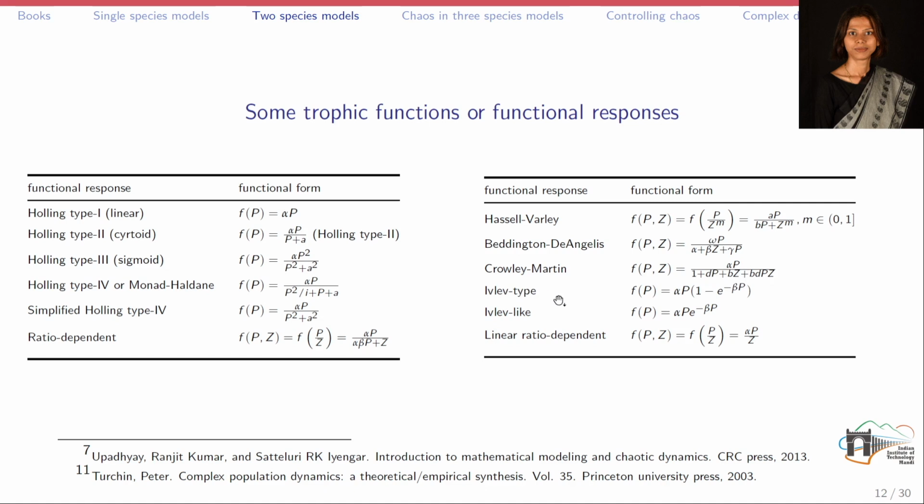Then there is the Ivlev type functional response, that is alpha p times 1 minus e power minus beta p. Another one is the Ivlev-like functional response. Here we don't have the 1 minus term, so it is alpha p e power minus beta p. And then there is linear ratio dependent, that is just alpha p upon z, with the term alpha beta p missing in the denominator, which we see in the standard ratio dependent functional response. The details of these functional responses, and the meaning of the individual parameters in detail, can be seen in these two references.